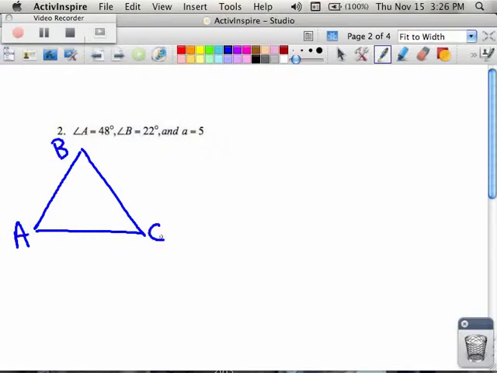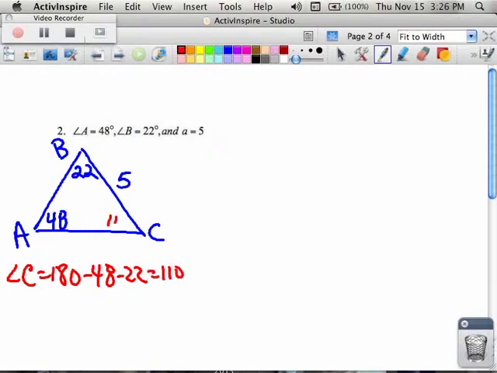That means that angle A is 48 degrees. I have angle B is 22 degrees, and little a is 5. So I can find again the remaining angle, angle C, which will be 180 minus 48 minus 22, for a grand total of 110 degrees, which means angle C is 110 degrees. So I've already found the remaining angle.